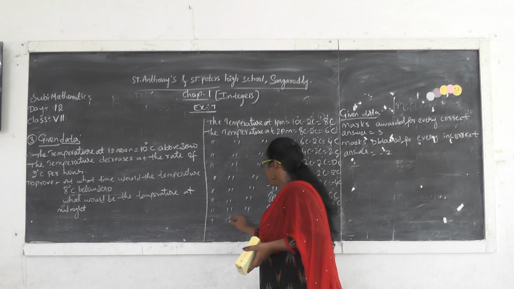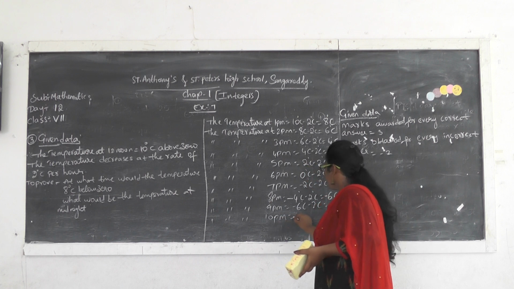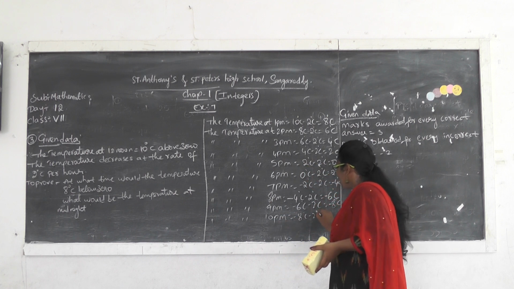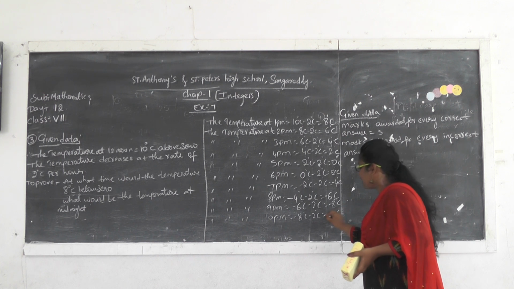Next, the temperature at 10 p.m. is minus 8 degrees Celsius, minus 2 degrees Celsius. 8 plus 2, 10 degrees, minus 10, because both are negative.